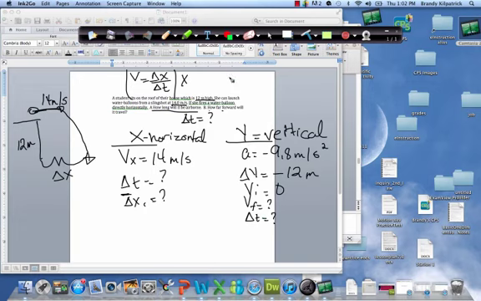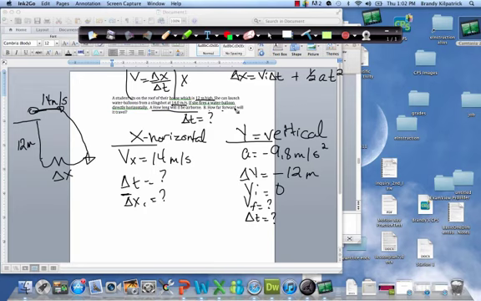Again, with y, I'm going to use my kinematic equations. Hopefully you either wrote them down from the last slide or have them in your notes. What you want to do is pick a kinematic equation that has only one unknown variable. If you look at your kinematic equations, this one right here: delta x is equal to vi times delta t plus 1/2 a t squared.